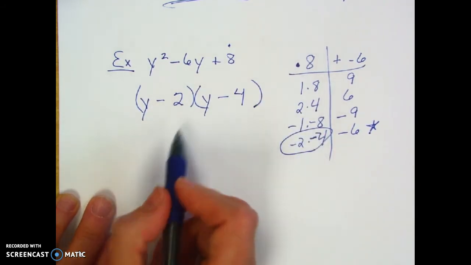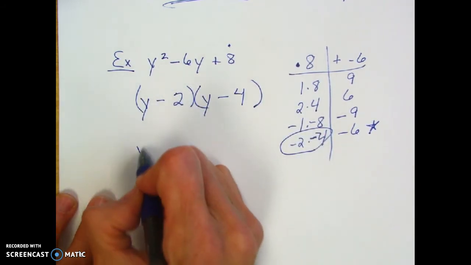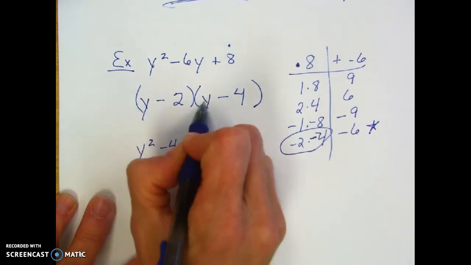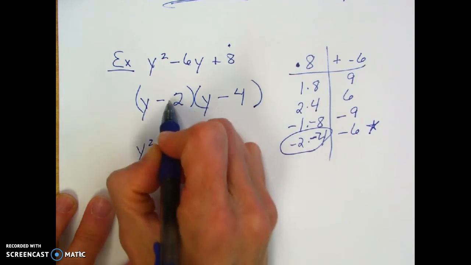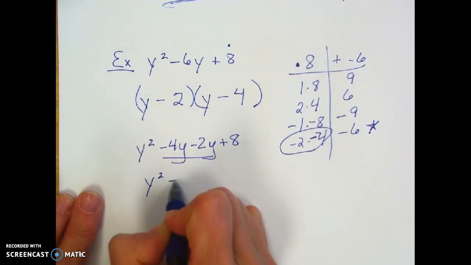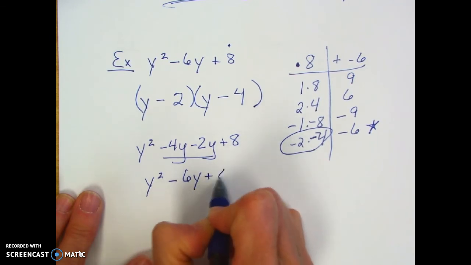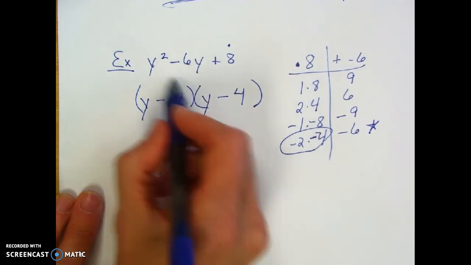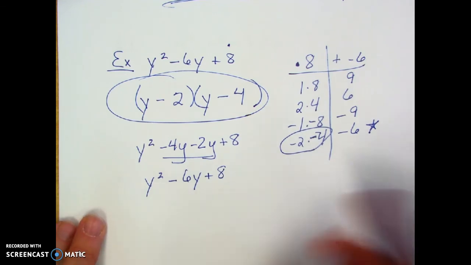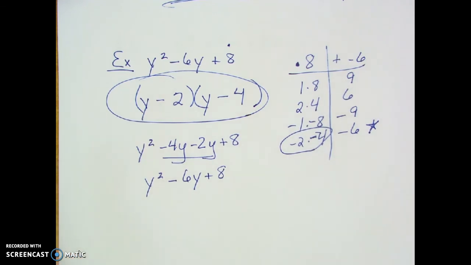Again, multiply it together, you'll see y times y is y squared. Y times negative 4 is negative 4y. Negative 2 times y is negative 2y, and negative 2 times negative 4 is positive 8. When you add these two middle terms, you'll get negative 6y, which is what we started with. This is the correct factored form. You can always multiply these back together and check to make sure that you're getting what you started with.